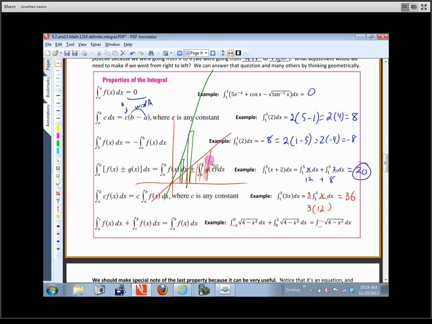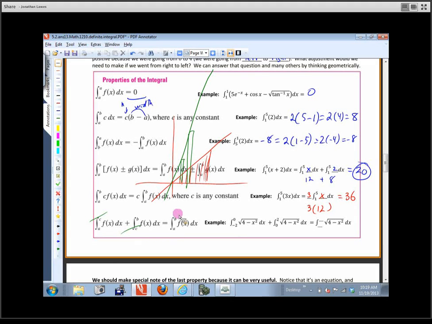Okay, so let's take a look at this last one, and this is kind of interesting. This is the integral from a to c, f of x dx, plus the integral from c to b, f of x dx. That should equal the integral from a to b. So here's what happens. Rather than going from a to c, stopping and getting an answer, then starting up at c and going to b and getting an answer, and then adding the two together, why bother stopping at c? Why not just integrate from a to b?